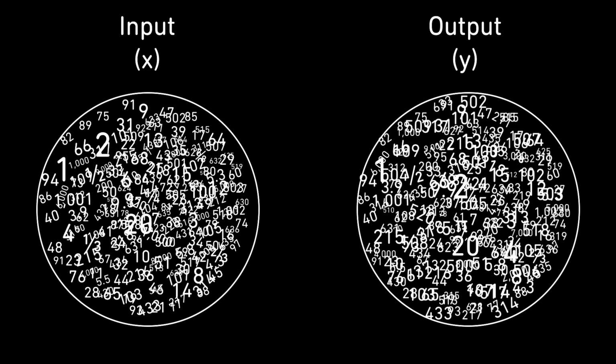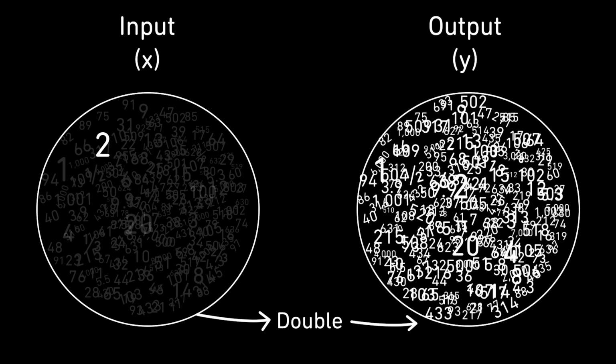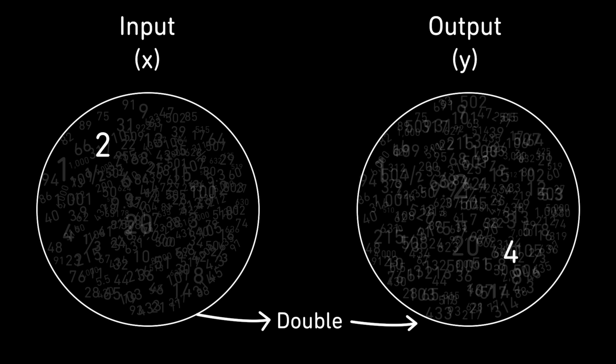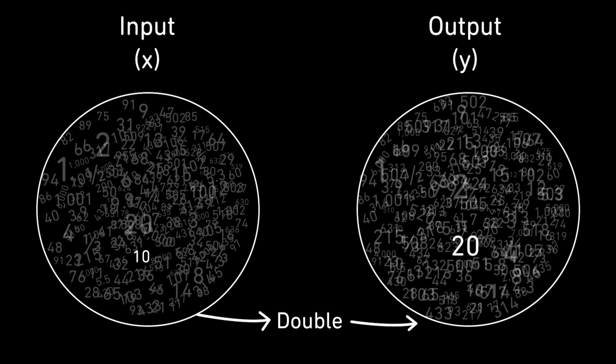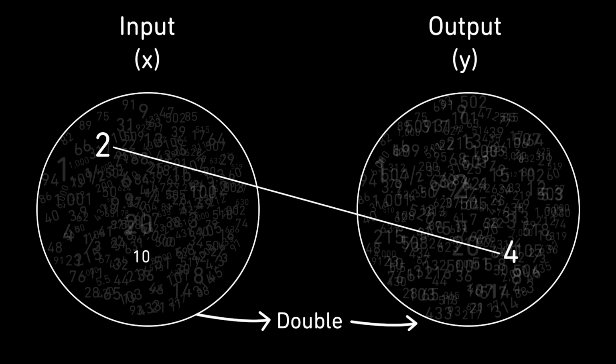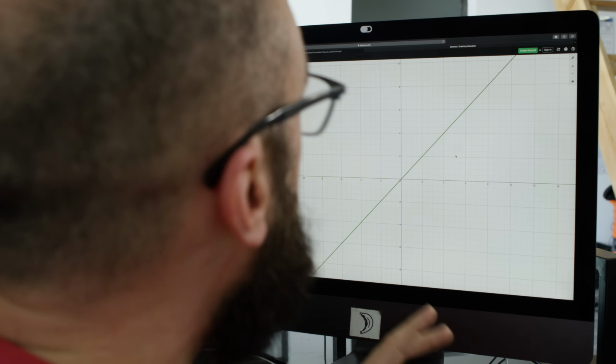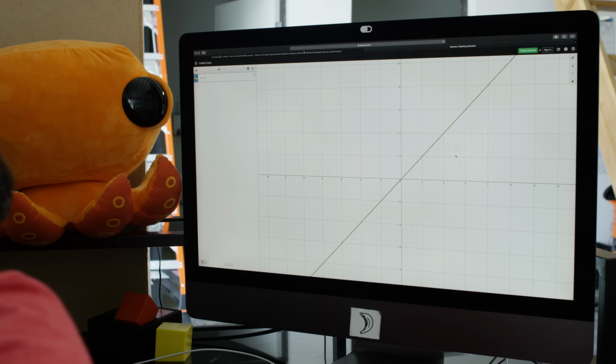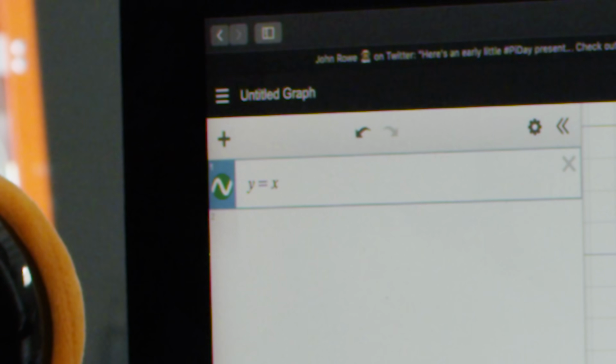And that rule might be, for example, take the input number and double it. So if you give me 2, I know that the 2 in the input set connects to, what is 2 doubled? 4. It connects to 4 in the output set. 10 in the input set connects to 20 in the output set, and so on. Every single one of those pairs, 2, 4, 10, 20, 100, 200, that entire collection of pairs is the function itself. Here on my screen, I have an equation, y equals x.